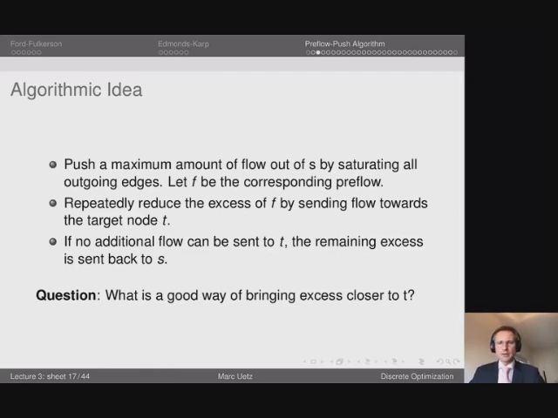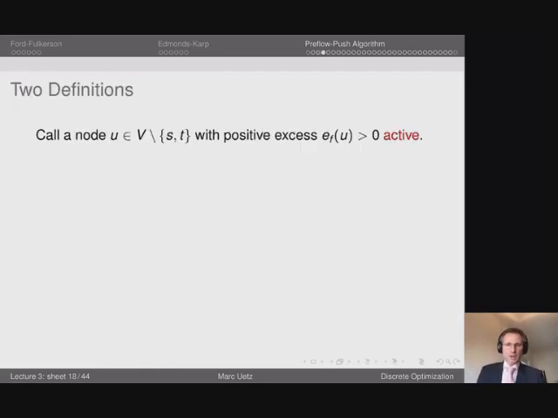In order to make that happen, I am going to need 2 definitions. The first definition is that of an active node. That's a node that has positive excess. So that's actually a node with which we still have to do something because it has more ingoing flow than outgoing flow. These nodes still have to be processed somehow, and we call them active.